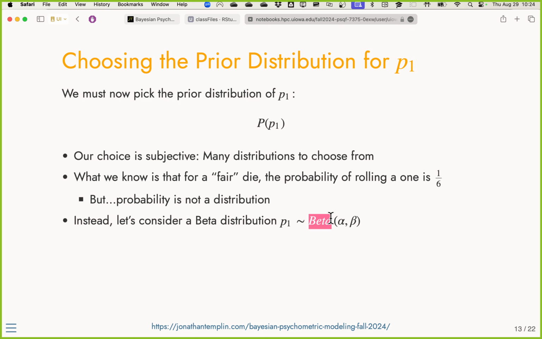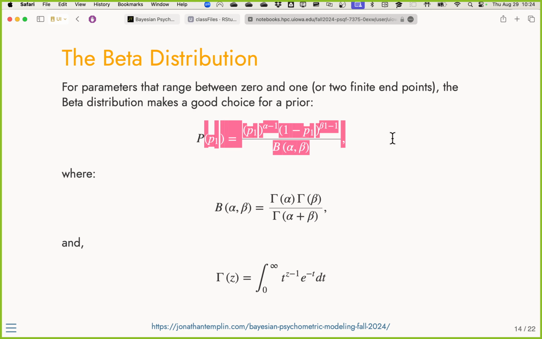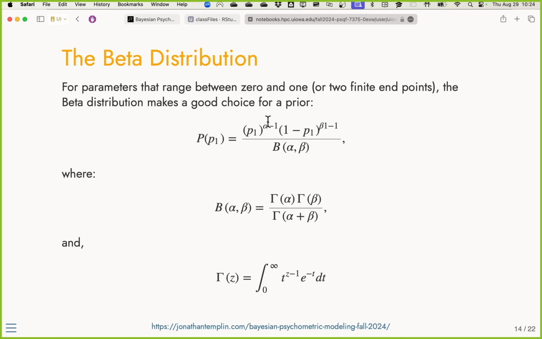It has 2 parameters that govern its shape, its spread, its location: alpha and beta. So this is the beta distribution itself right there. This term on the bottom is the beta function, not to be confused with the beta distribution. And the beta function depends on another function called the gamma function, and there's an integral. And if you remember this stuff, good for you, because I don't. This is not going to be on the test or the quiz.